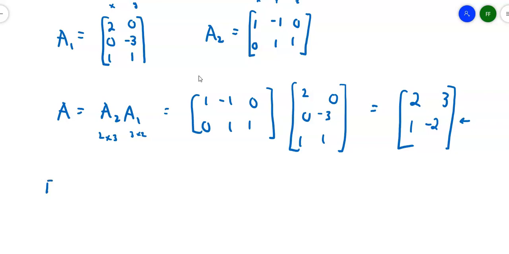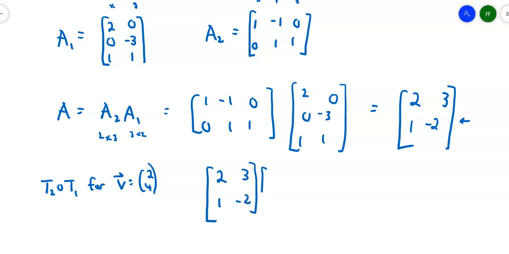What if I want to find the transformation T sub 2 composite T sub 1 for the vector 2, 4? All right. Well, then take that transformation matrix that you have for the composite and multiply it by 2, 4. It would make sense that we're going to get an answer in R2. 2 times 2 is 4. 4 plus 12 is 16. Then I've got 2 minus 8, which is negative 6. Okay. So there's my answer, 16, negative 6.